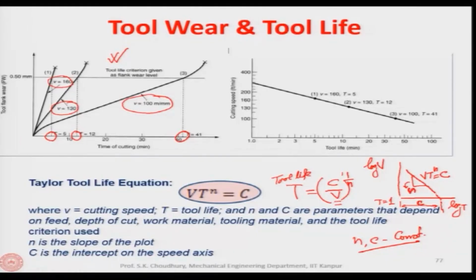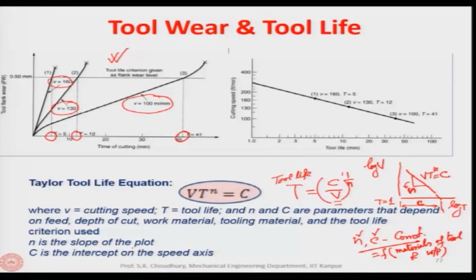Now, these constants c and n depend on the combination of the materials of the tool and the workpiece. Depending on the tool and workpiece material combination, you can find out the values of n and c, which are normally given in the material handbook. Okay. Now, n is the slope of the plot, as I am showing, and c is the intercept on the speed axis.